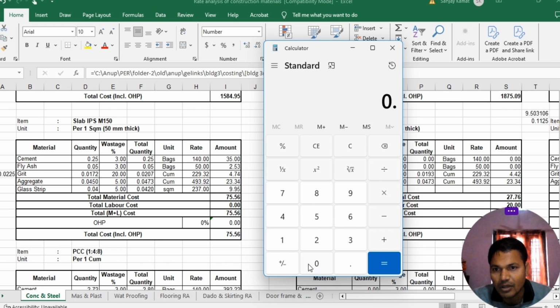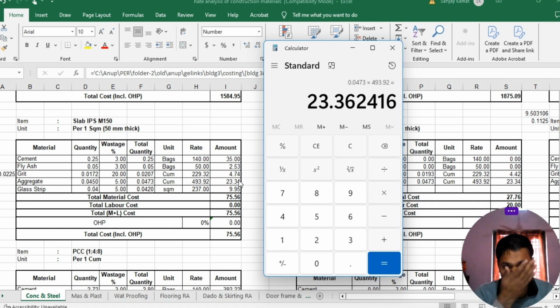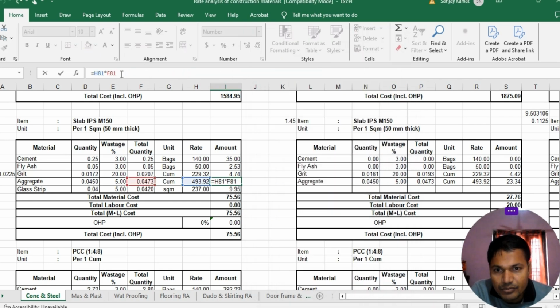How much is it coming? 0.0473 into 493.92 is coming how much? 23.34. So here we have to edit. So after doing the calculation, how much is it coming? 23.36 it is coming. So our calculation is okay.